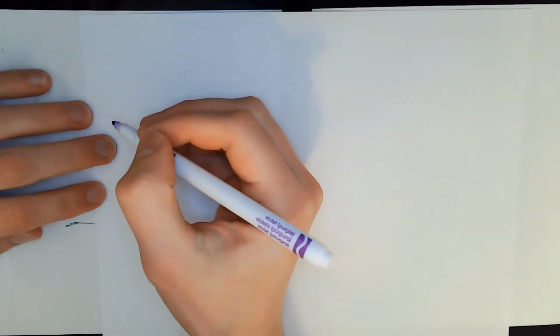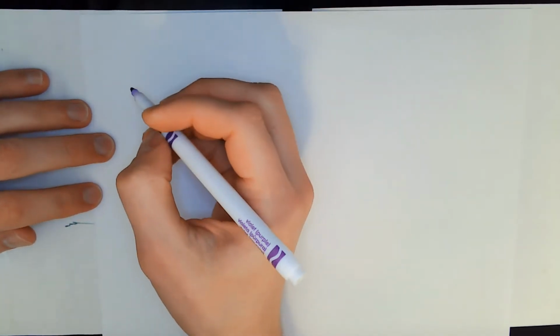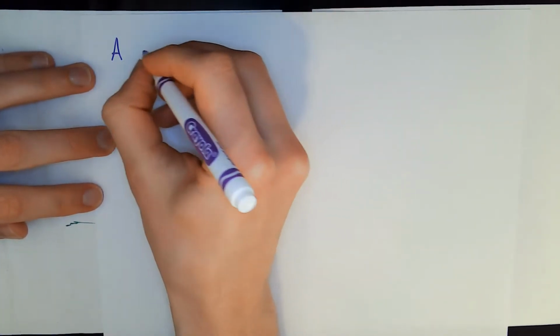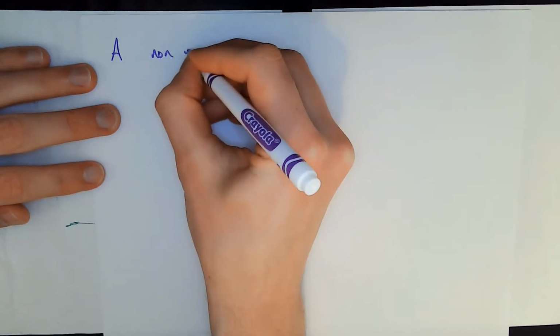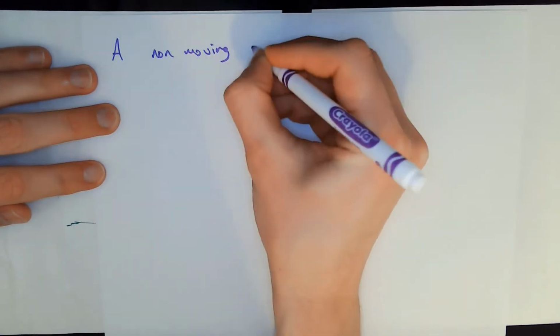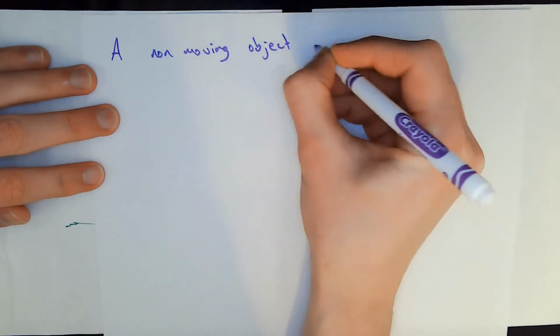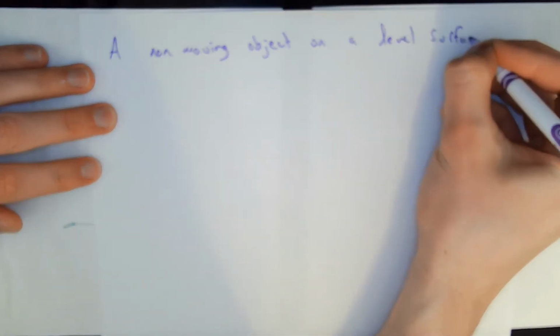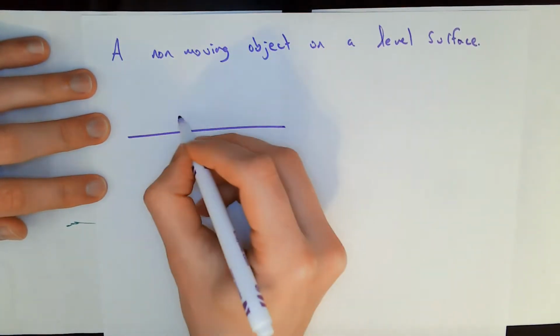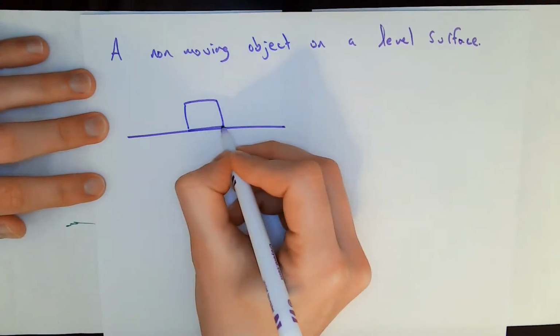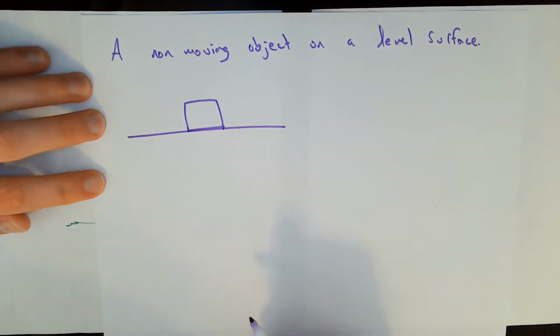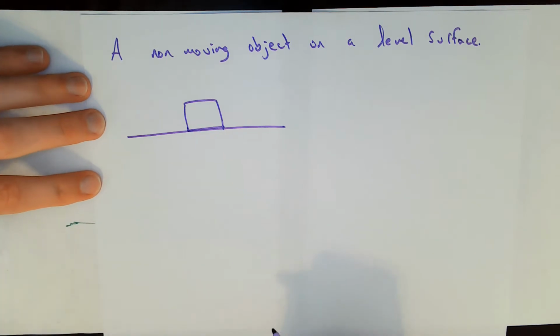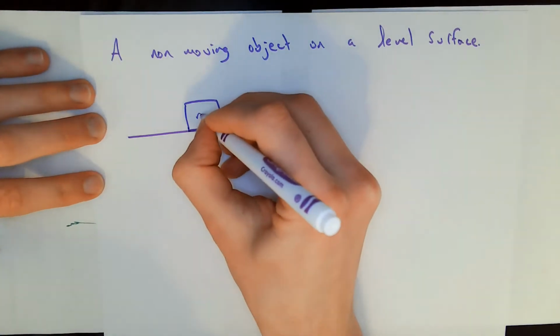Okay, so first case, I said a non-accelerating object on a level surface, but really let's start with a non-moving object, like a stationary object on a level surface. So this is, I guess I could say, the simplest case for some object, for some force diagram. If it's not moving, I'll call this M for mass.